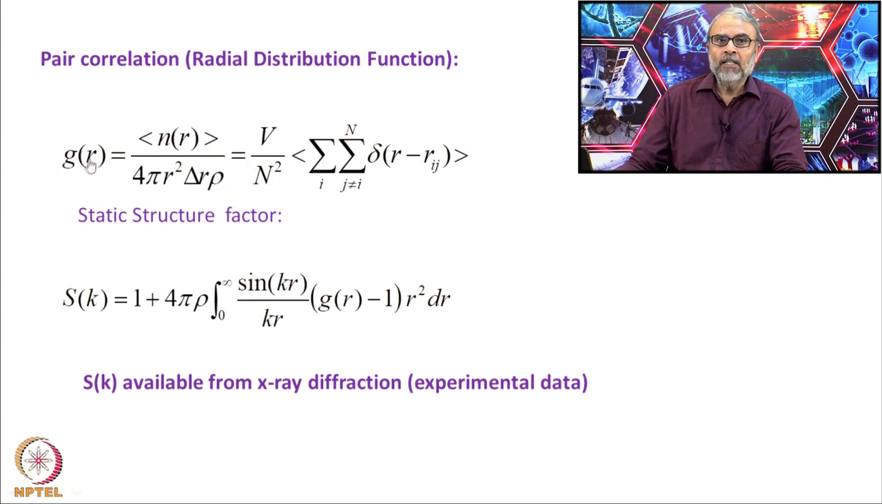Now this pair distribution function really tells you the probability of finding the second particle at a distance r if one particle is located at the origin. It is called a pair because there is one particle at the origin and one particle at r. So, what is the probability of finding these two molecules at this distance r? That is what the pair correlation function, or the radial distribution function, tells us.